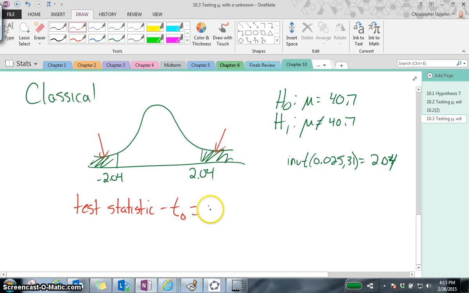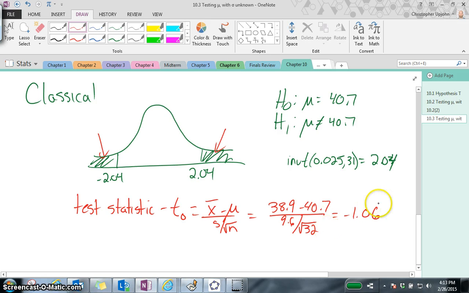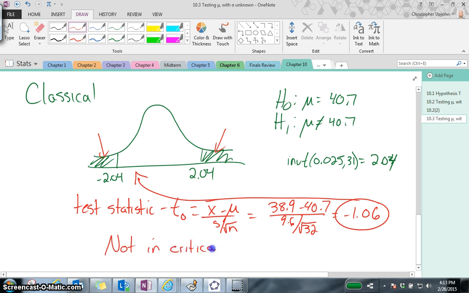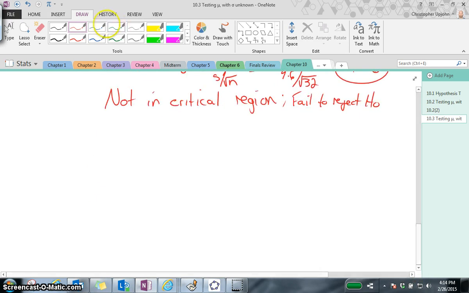So our test statistic t naught is x bar minus mu over s divided by square root of n, which in this case is 38.9 minus 40.7 divided by 9.6 divided by the square root of 32, which is negative 1.06. That's somewhere in between those critical values, not in the critical region. So we fail to reject. Obviously, we wanted the same thing. We don't want to have a different result doing a different test.